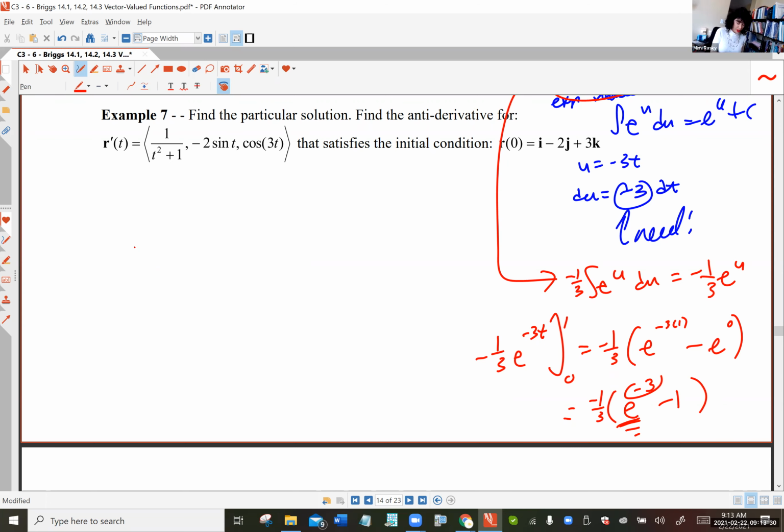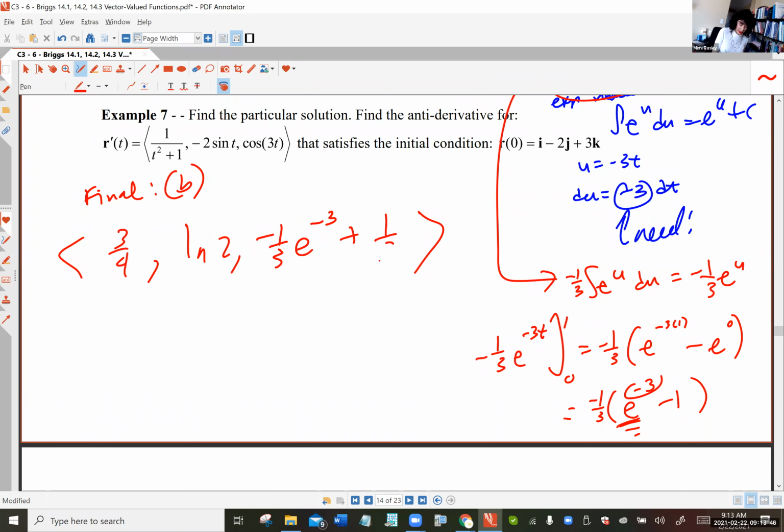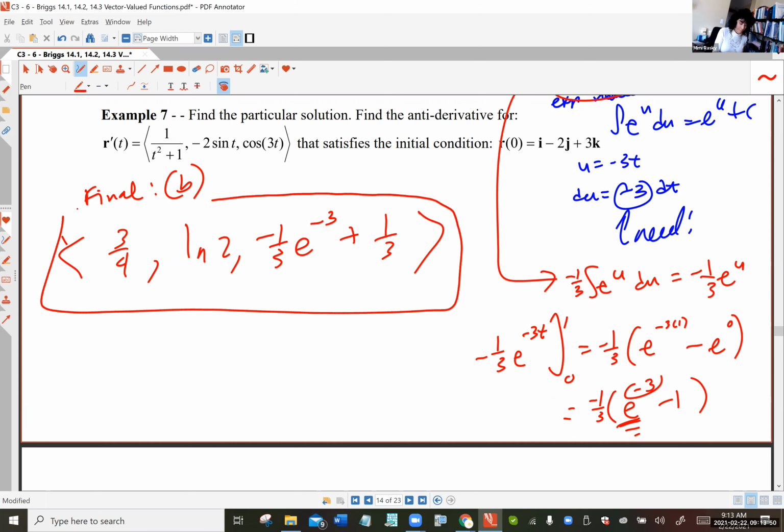So now what's your final answer for letter B? It's going to be a vector valued function that has 3/4, comma, ln 2, comma, negative 1/3 e to the negative 3 plus, I just distributed my negative 3, so there's your constant vector. So when you do a definite integral, you get a constant vector as your answer.